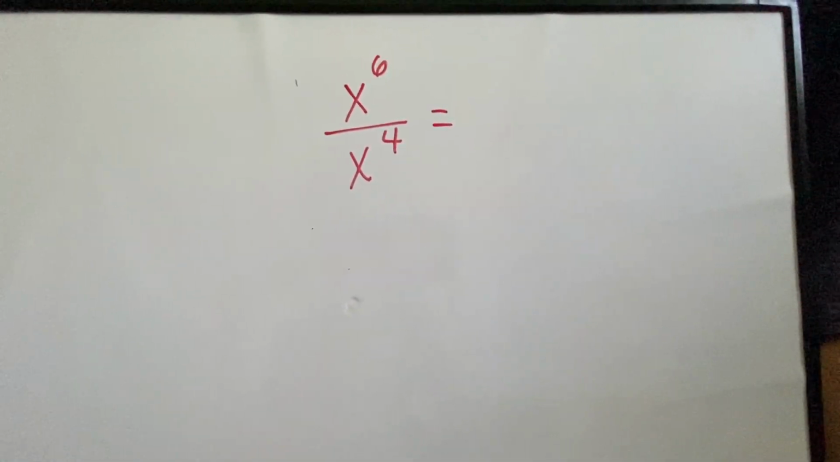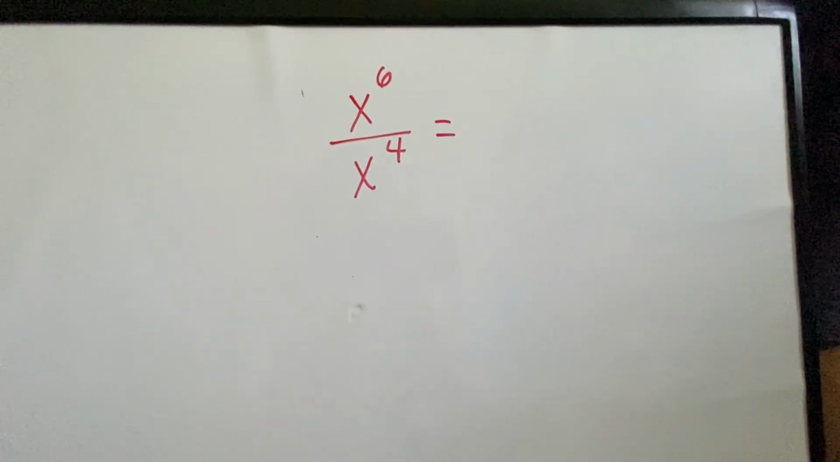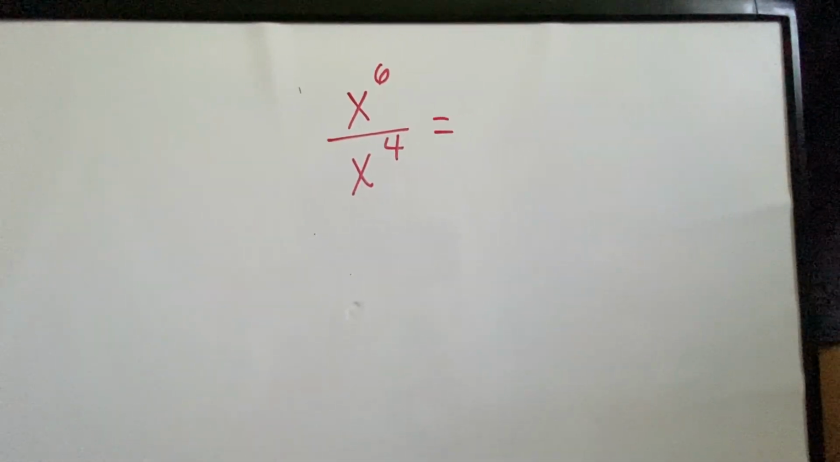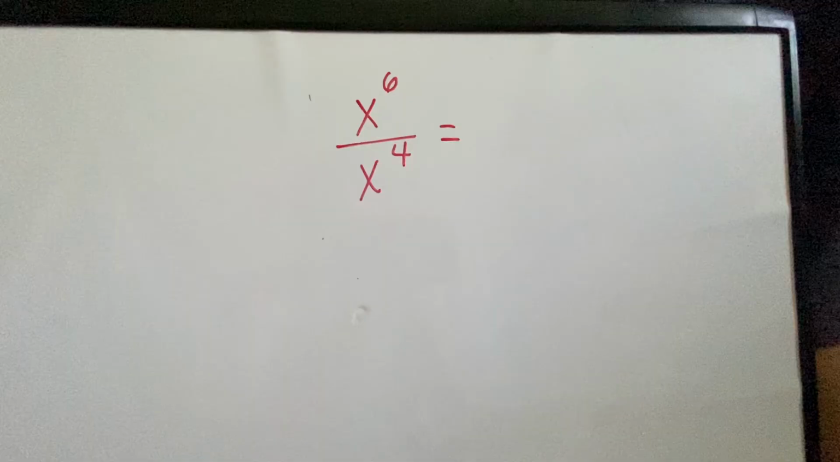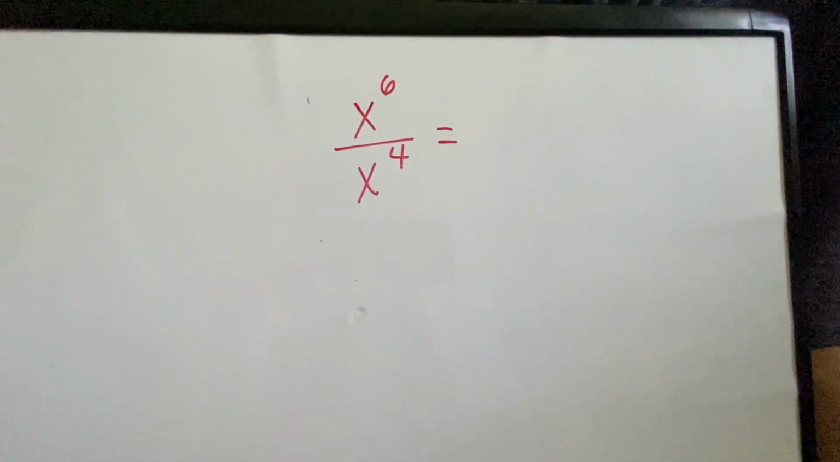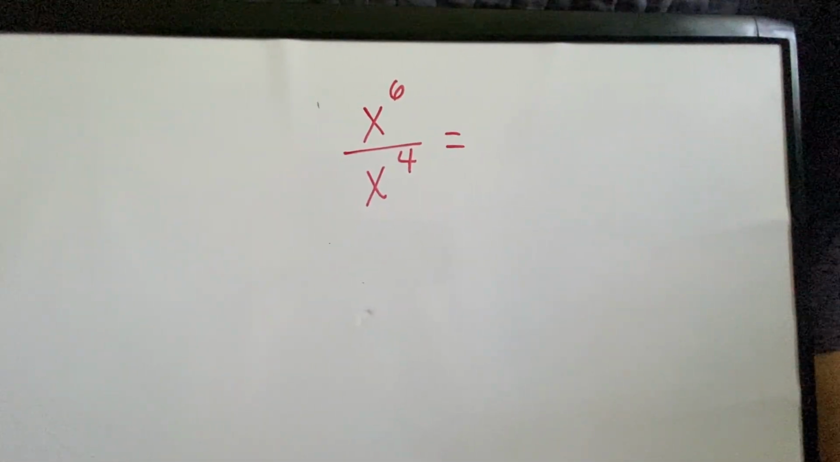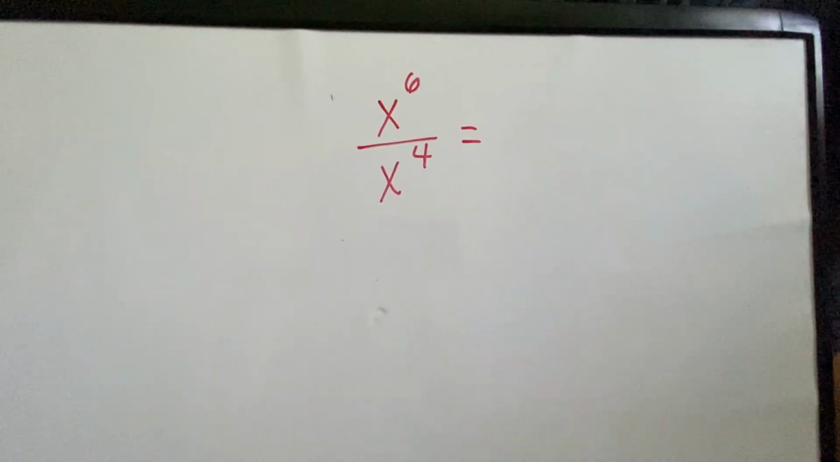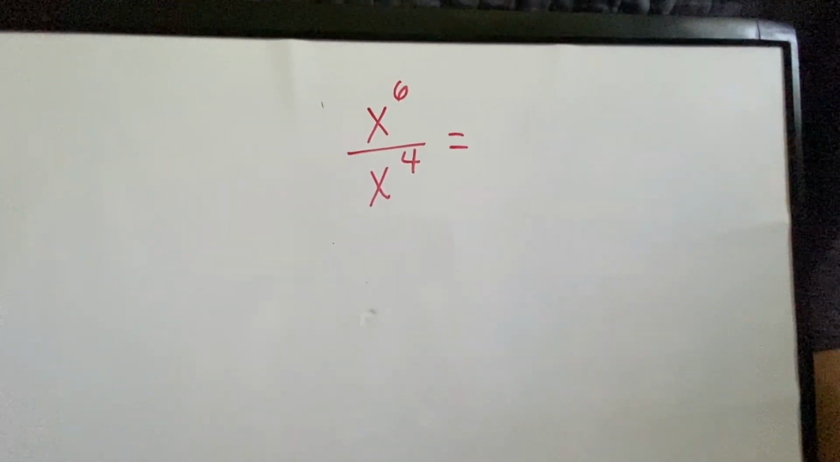Okay, we're beginning lesson 40. We are talking about the quotient rule for exponents. Basically, that means what do you do with your exponents when you're dividing? Because quotient is the answer to a division problem. Okay, so we have this example here, x sixth over x to the fourth.